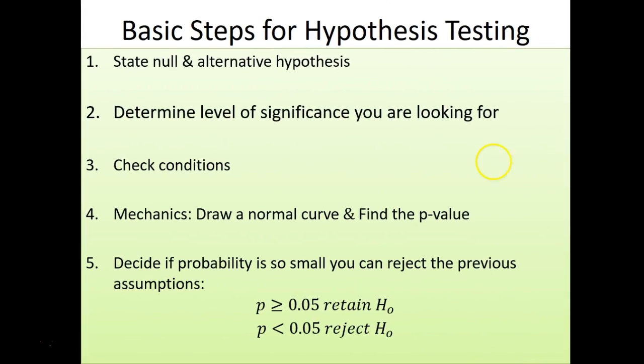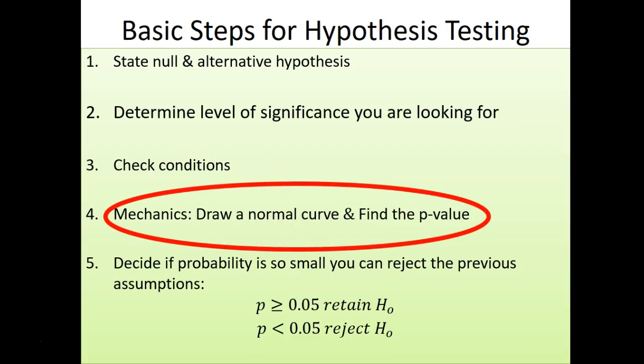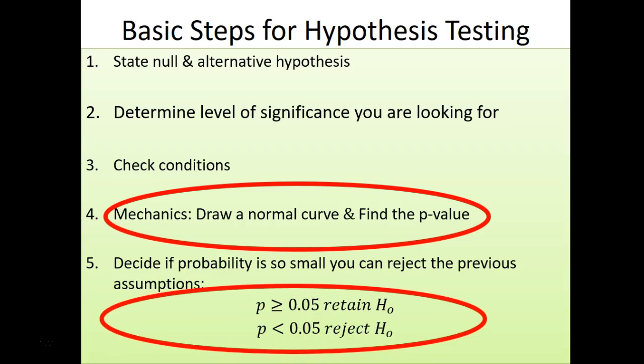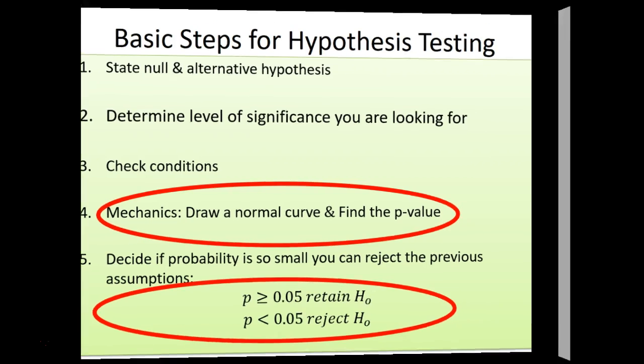So we have the basic steps for hypothesis testing. We've talked about them a lot already, or some at least. What I want to focus on is step 4, looking at the mechanics, how to find the p-value, and then really how to interpret it and make a decision of whether you retain or reject your null hypothesis. So that's what we're going to be really focusing on today.